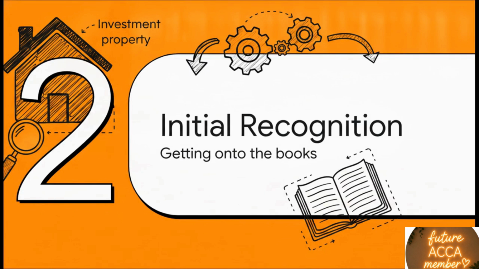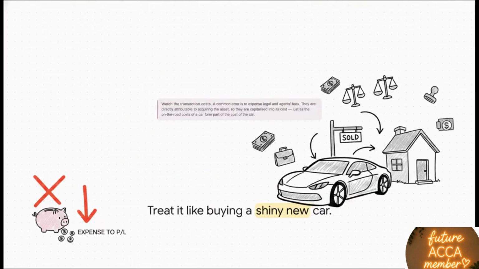Okay, so once we've successfully identified that we actually have an investment property, we need to figure out how to initially measure it when we buy it or when we finish building it so we can finally get it onto the balance sheet. Honestly, just treat it exactly like buying a shiny new car. Just like you'd pay registration and on-the-road costs for a vehicle, you absolutely must capitalize directly attributable transaction costs for your property. I'm talking about things like legal fees, property transfer duties, and agent commissions. A huge, and I mean huge, mistake students make under exam pressure is expensing these directly to profit or loss. Please don't do that. You've got to add them directly to the starting cost of the property.